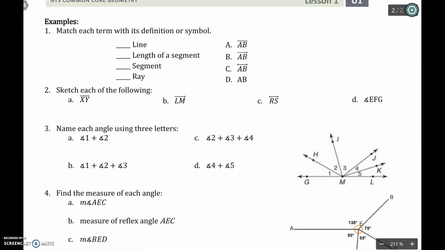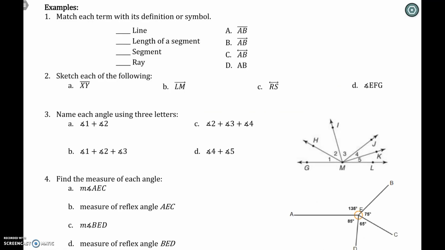All right, so just as a recap, to match these, the line would be the one with 2 arrows. The length would be no hat on top at all. A segment would have no arrows, and a ray would have only 1 arrow. Okay, and in order to be able to deal with these, we do need to be able to sketch them and understand what we're talking about. So if I look at this, it has 2 letters, X and Y, and no arrows.